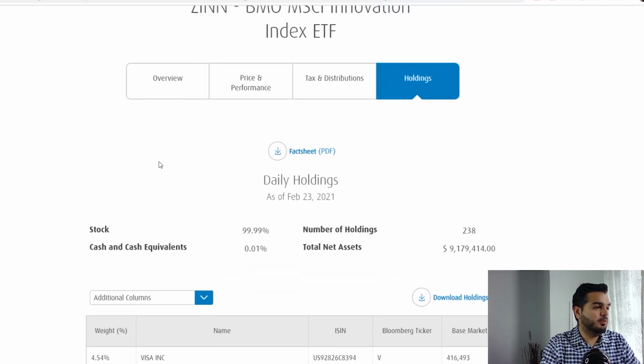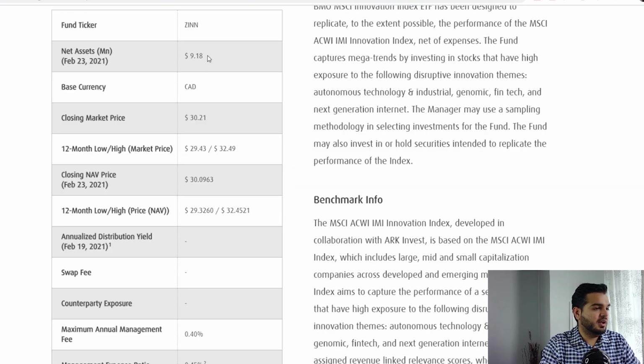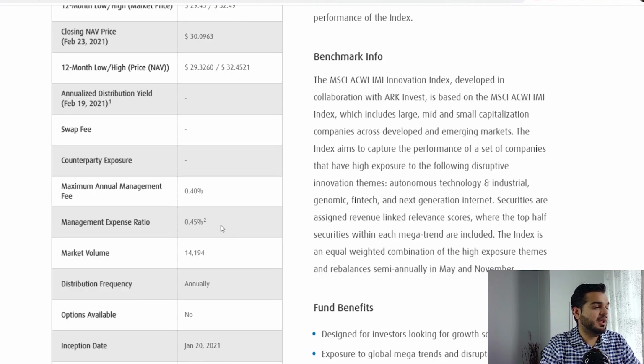And if I look at more details about this fund, it has about $9 million in assets under management. It trades in Canadian currency. It's roughly about $30 per unit, and it has a MER of 45 basis points. So almost 4 times less than EARK.